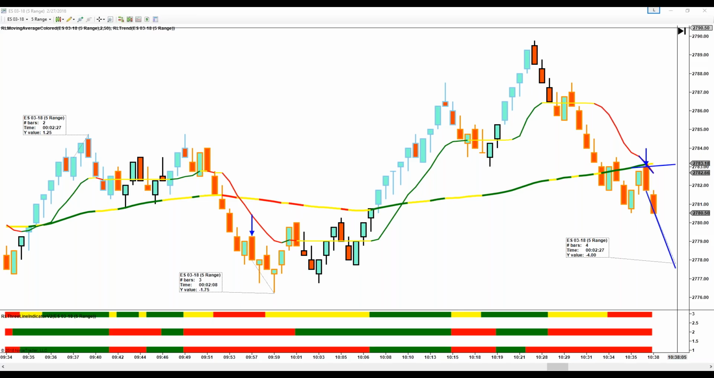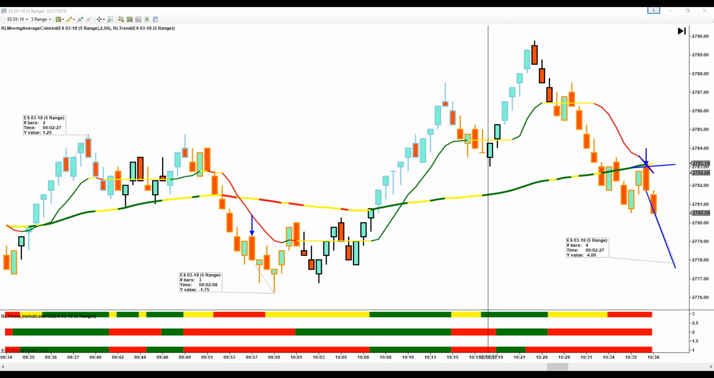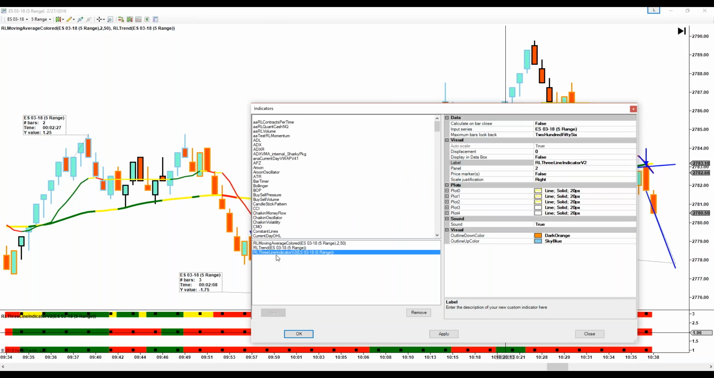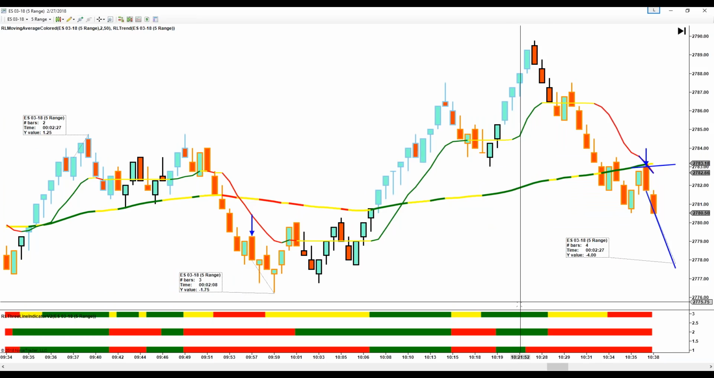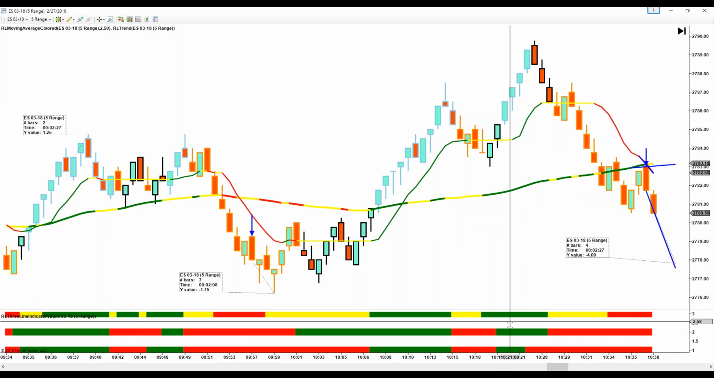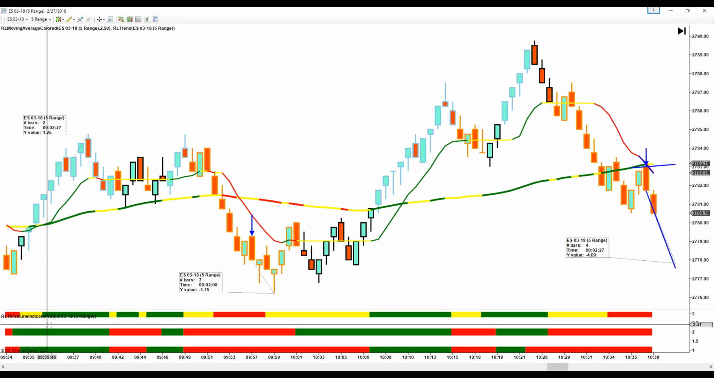Okay, Fitzroy. When I say 3 line, it's this line right here. This is the 3 line indicator. See the 3 line indicator V2. That's what this indicator is called. That's what I mean when I say 3 line. And if you look over here, you can't see it very well, but it says RL 3 line indicator V2. That's the one assessing momentum, stochastic, and then order flow.